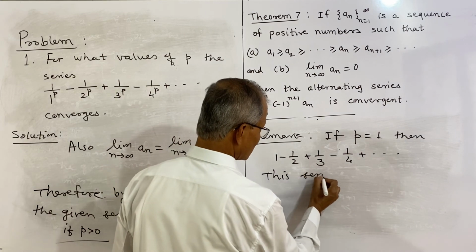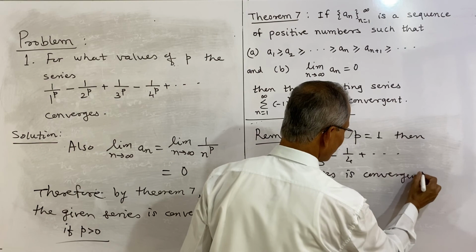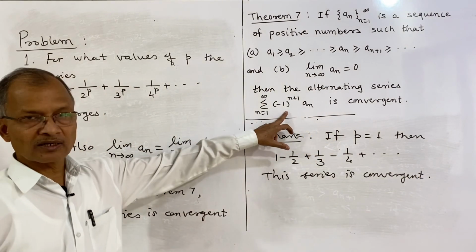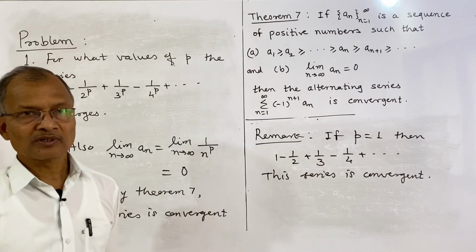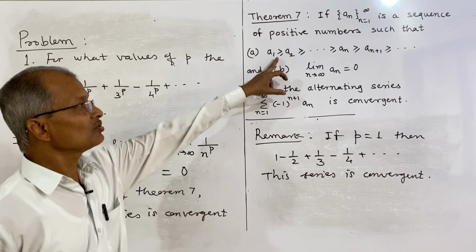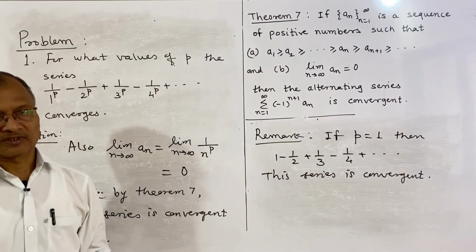This series is convergent. So thus we have studied alternating series, the meaning or notation for alternating series, and an important theorem about the convergence of alternating series. If these two conditions are satisfied, then this alternating series is convergent.